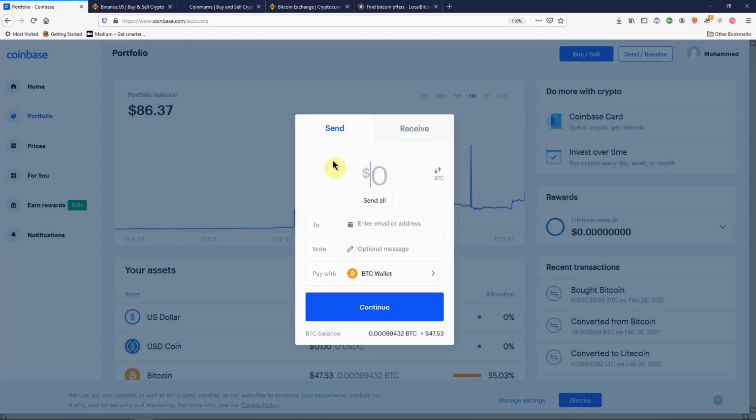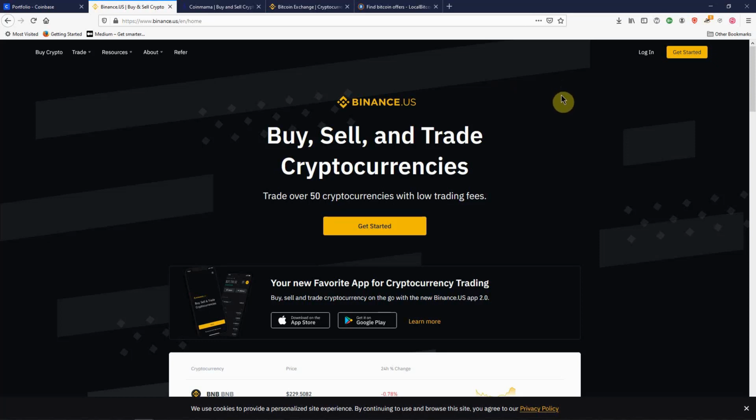In the next video, we're going to talk about how to create a wallet where we can store our cryptocurrency for a very long-term investment. We're going to look at how we buy crypto using Binance US.